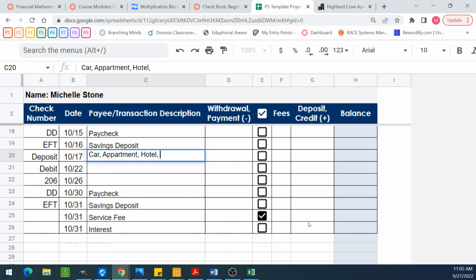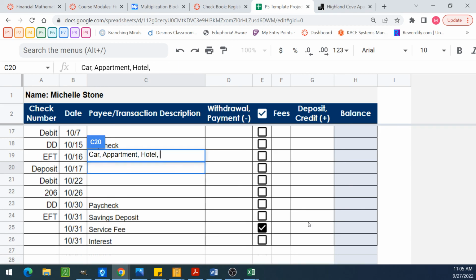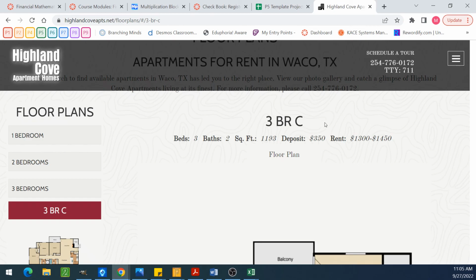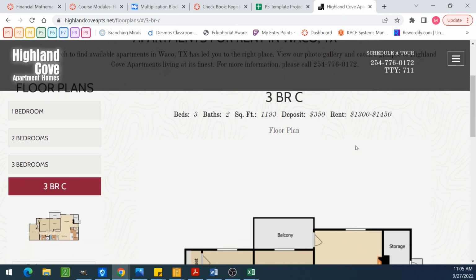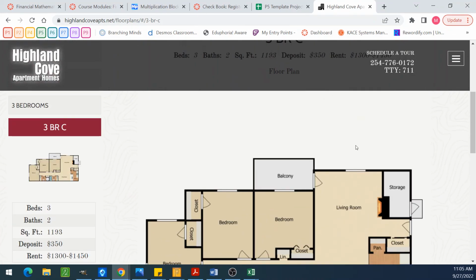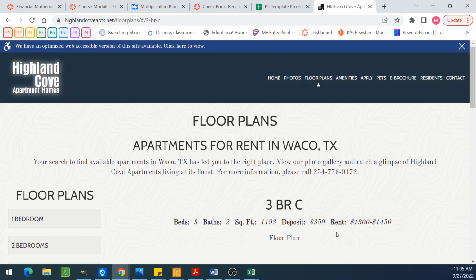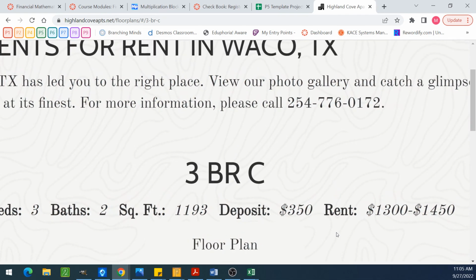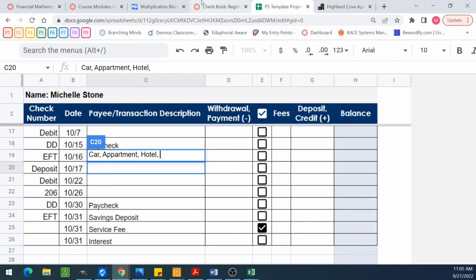And so how much was the deposit on the apartment for the 3 pieces? So the deposit there can't be more than the rent, which is $1,300. Well, the deposit right there says 350. Wait, where it says deposit? You're right, $350. Okay, go ahead and put that in.